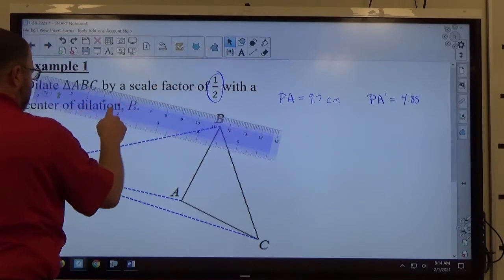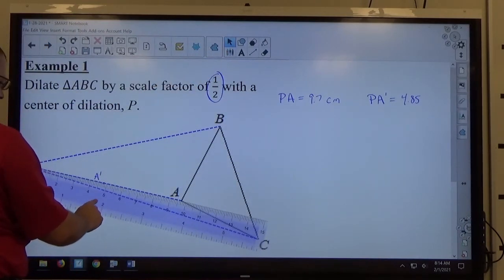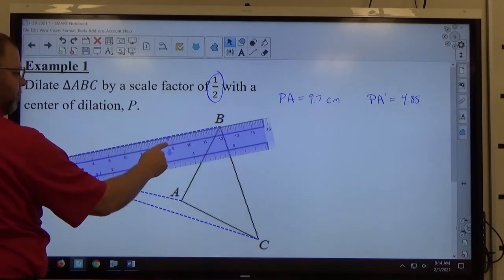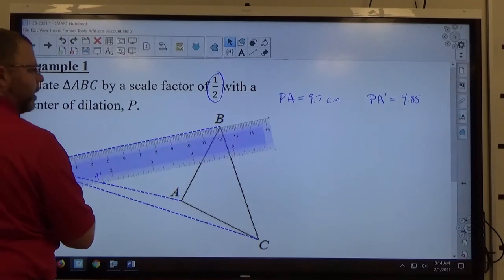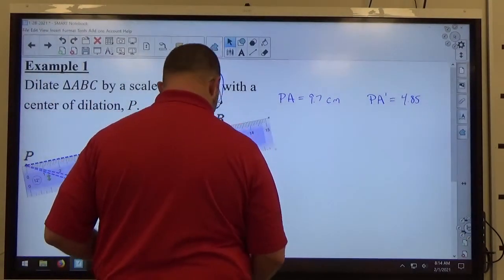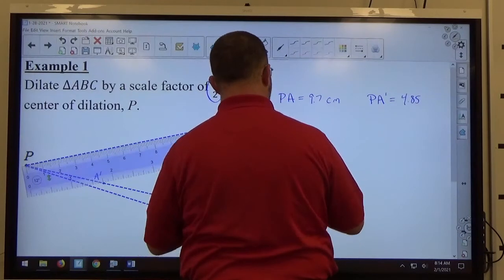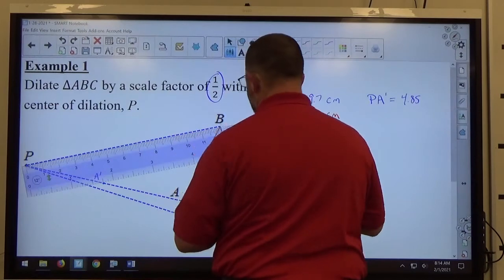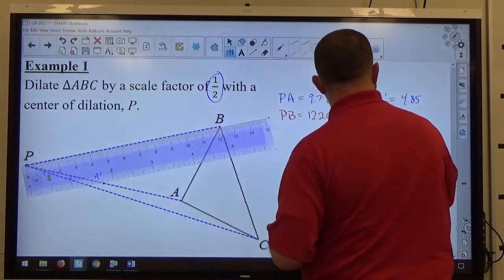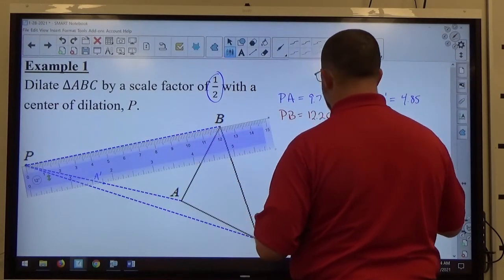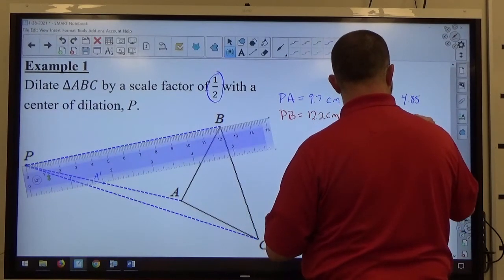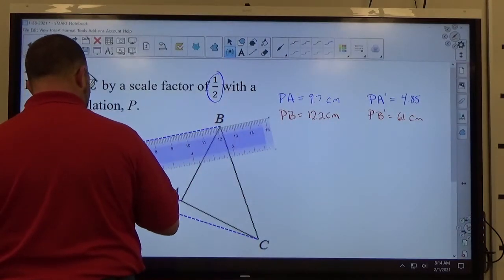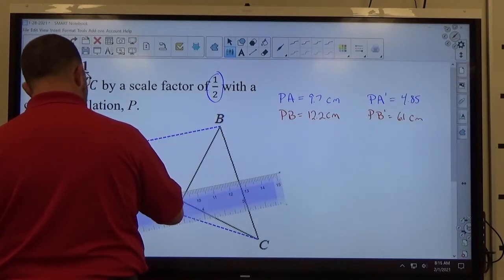So again, I take my ruler, I position 0 at P, and I come up to B, and I measure that. I'm getting a measurement of, looks like 12.2 centimeters for PB. So PB prime is going to be half of that, which is 6.1 centimeters. So position a dot at 6.1 centimeters. That's going to be B prime.